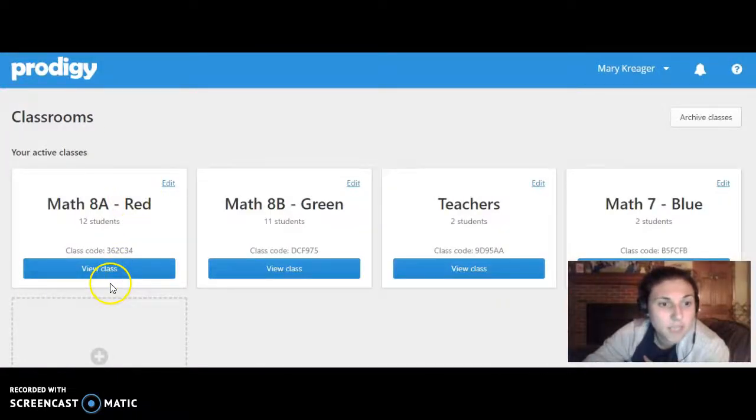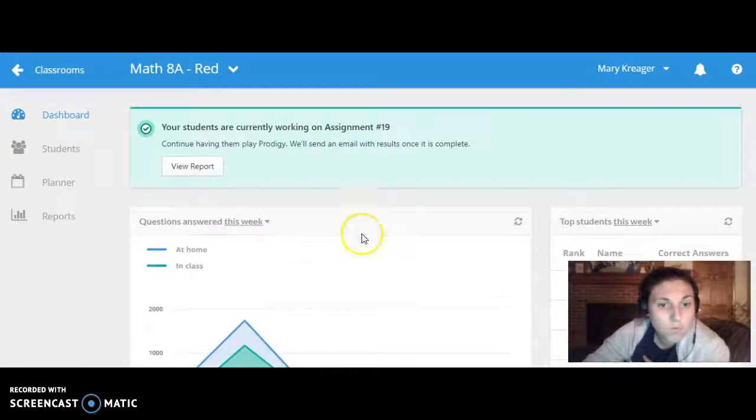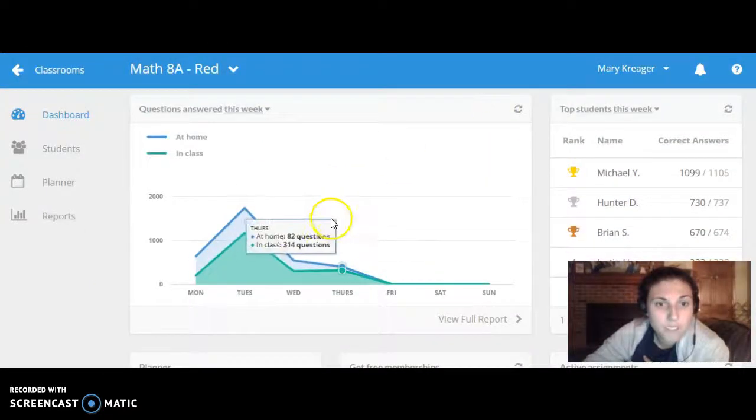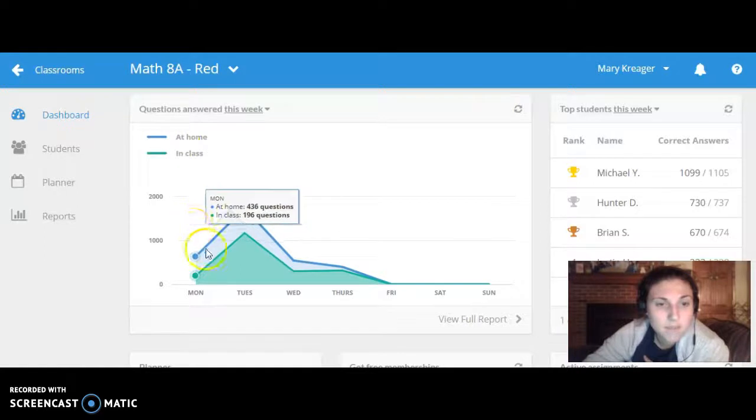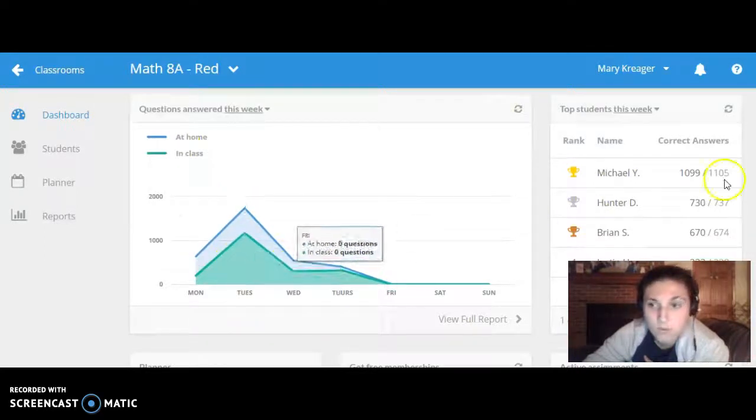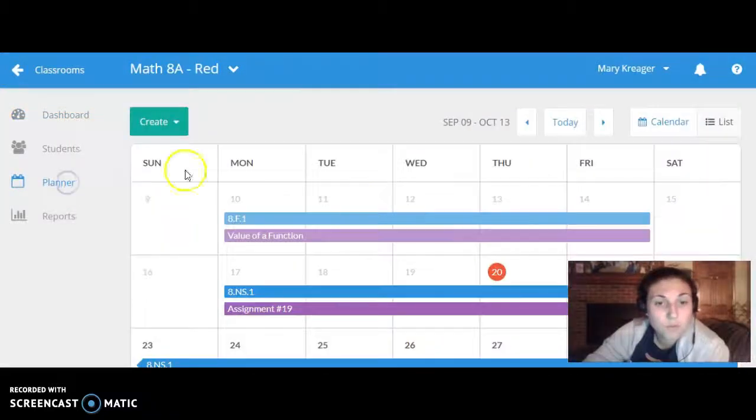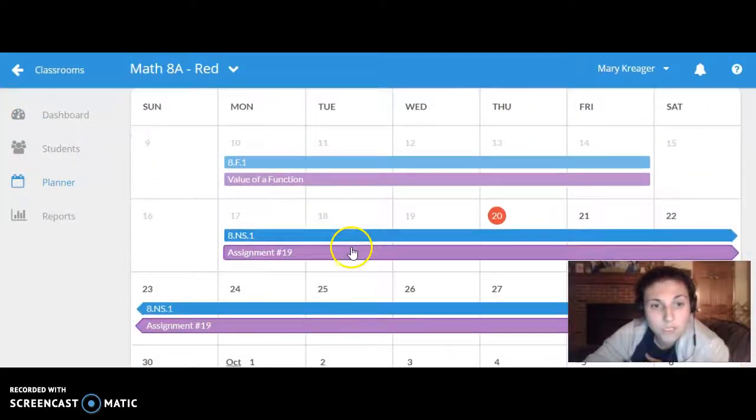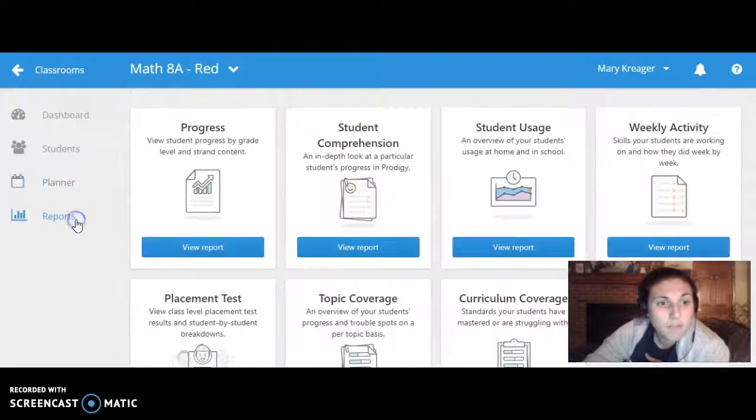For teachers, I can look at what all my students are up to. So I get some quick stats on them. You can see that they've been on at home as well as in school. See the number of correct answers they get. I can also plan out what lessons they're doing. I can look at reports on them.